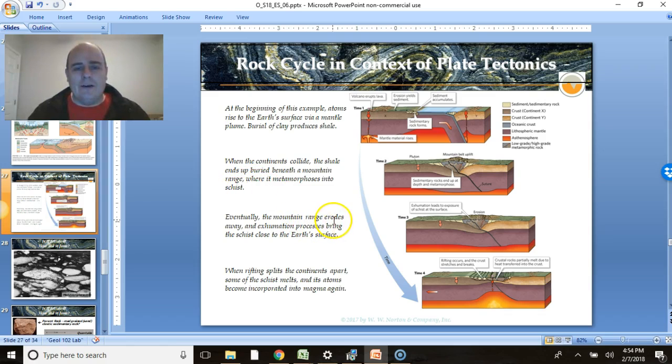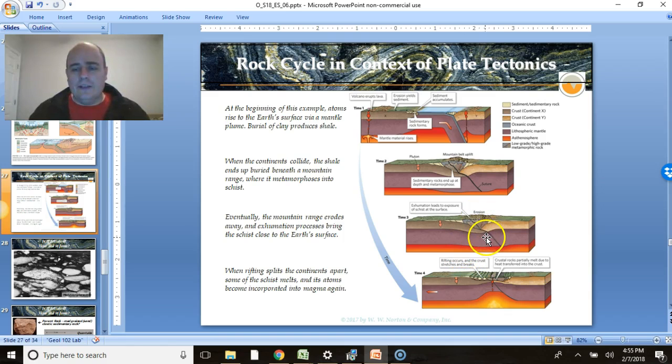Now, eventually, the mountain range might erode away, and because of isostatic rebound, the material down below will start being exhumed and slowly come to the surface, exposing that schist, just like the Piedmont here in North Carolina, where that material has now been exposed on the surface. It really went through the same process that we're talking about right here. Okay, because we have schists and gneisses all over the place in North Carolina.